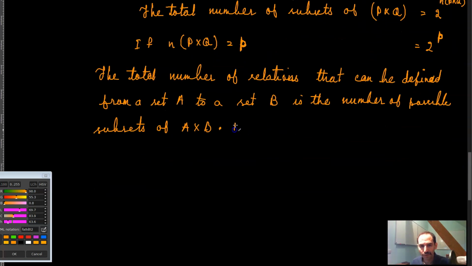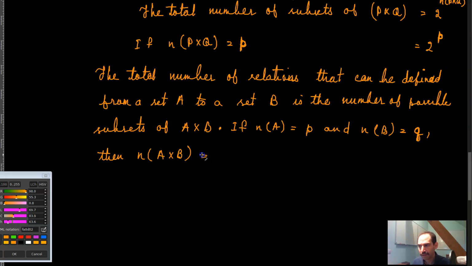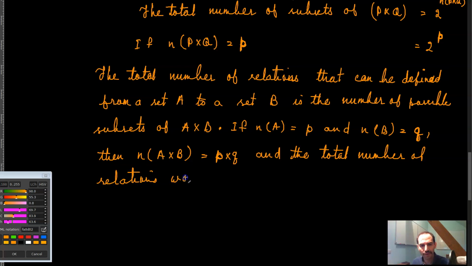Now if n of A is equal to, let's say, P, and n of B is equal to some constant Q, then n of A times B is equal to, of course, P times Q. And the total number of relations would therefore be 2 raised to the power P times Q. Right? So that is that.